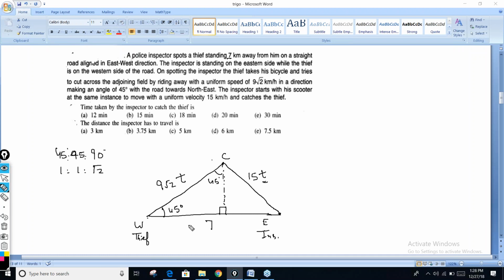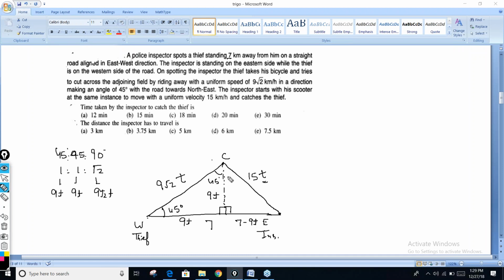So this side and this side will be the same. In front of 90 degrees, that is 9√2t given. So root 2 denotes 9√2t, so 1 will denote 9t. And this will also denote 9t. So this part will be 9t and this part will also be 9t. So this part will be 7 minus 9t. Complete is 7, this is 9t, so this distance will be 7 minus 9t.